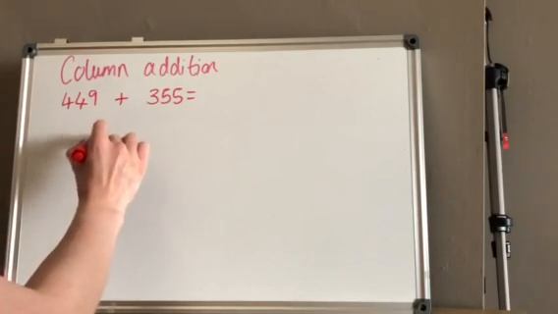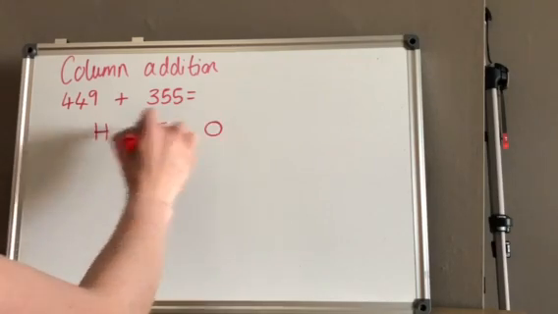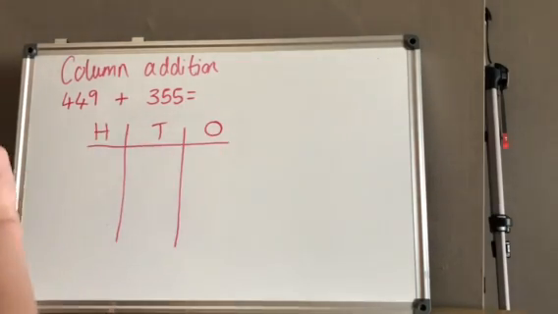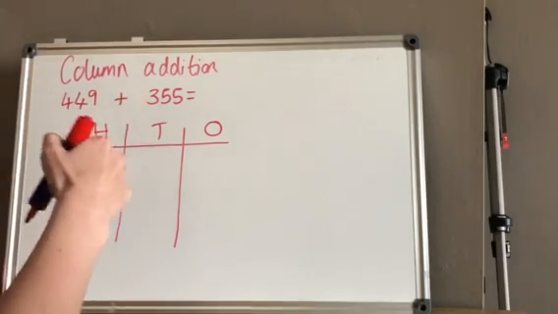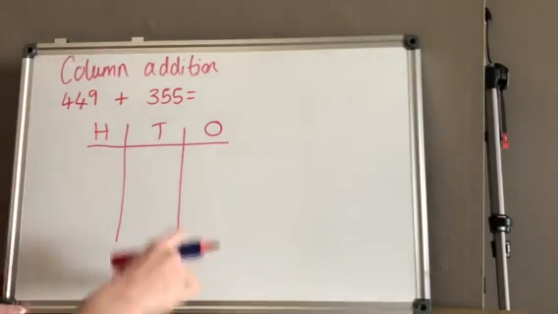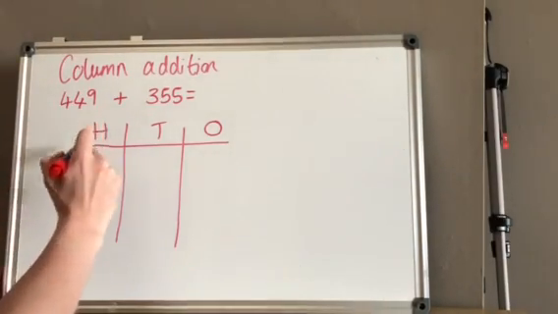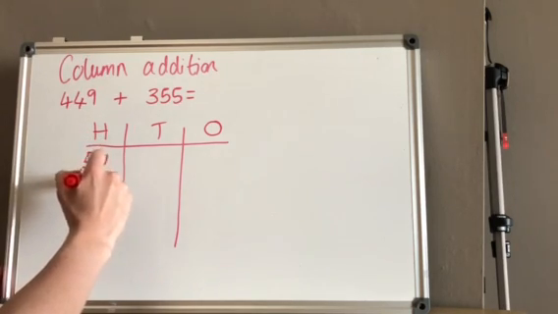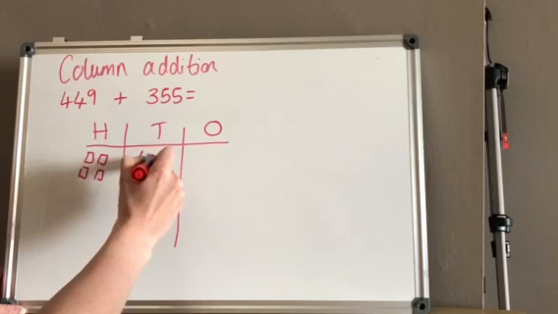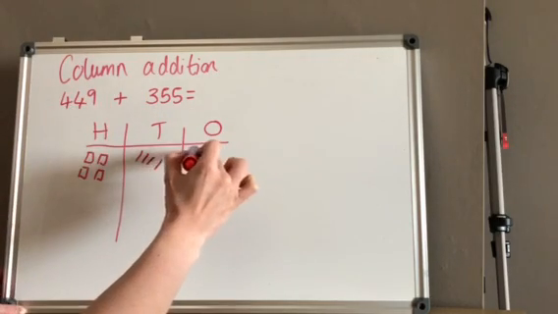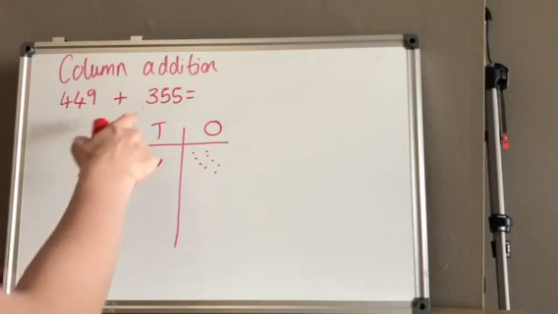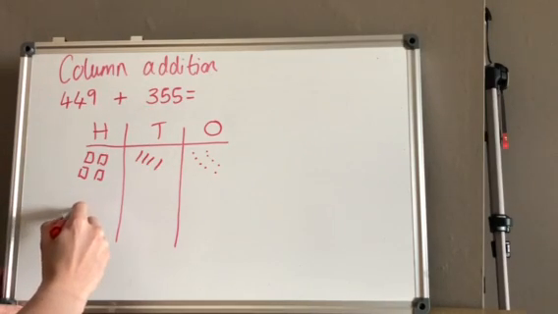So we'll write our hundreds, tens and ones in a grid like so. And again, we will draw out the two numbers on top of each other. So we've got 4 hundreds in the first number. We've got 4 tens. And we've got 9 ones. And again, we've got 3 hundreds.